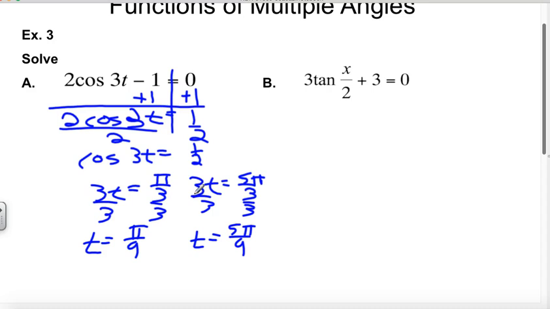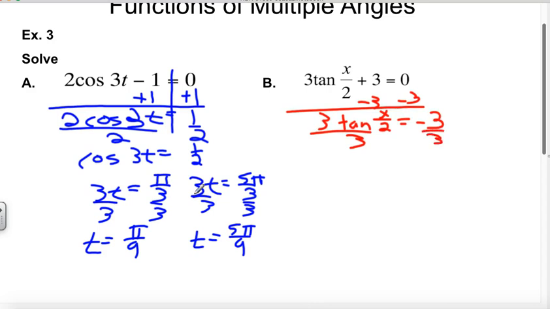Let's look at another one. Again, tangent. Remember on tangent now, the period is just pi. So it repeats itself every pi, not every 2 pi. So same process though, minus 3. 3 times tangent of x over 2 equals negative 3. And divide by 3, divide by 3. So tangent of x over 2 equals negative 1.